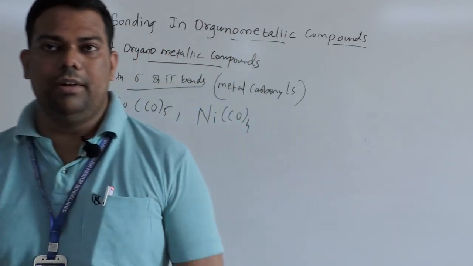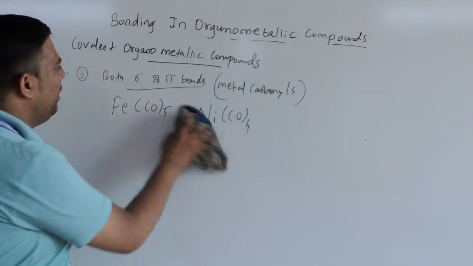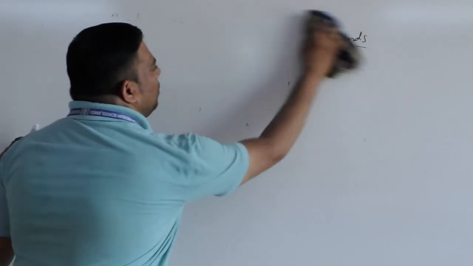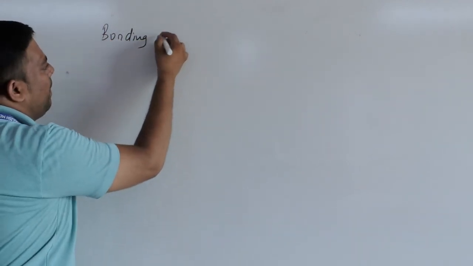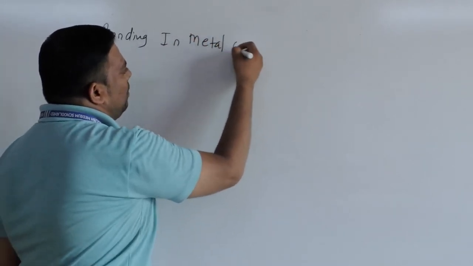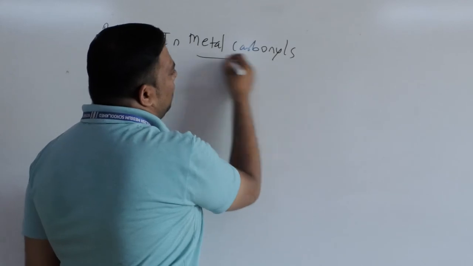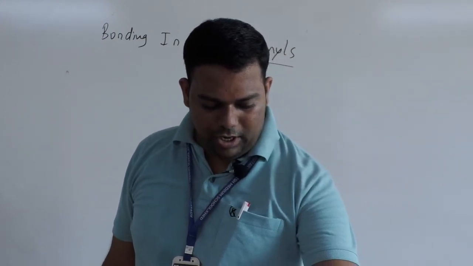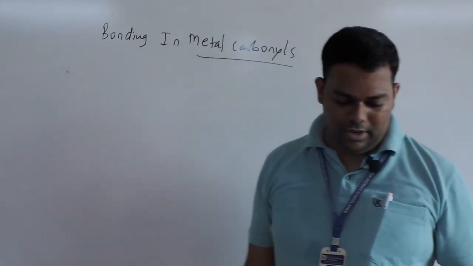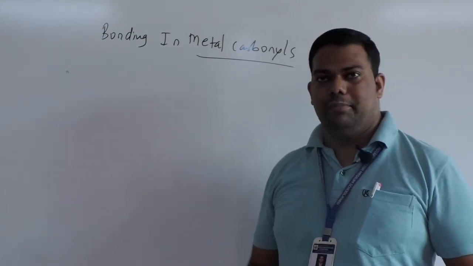Now we will discuss, on the basis of metal carbonyls, the bonding in metal carbonyls. Concentrate on this, very interesting and important. Bonding in metal carbonyls: as you know, in metal carbonyls both sigma and pi bonds are involved between the metal and the carbon atom.